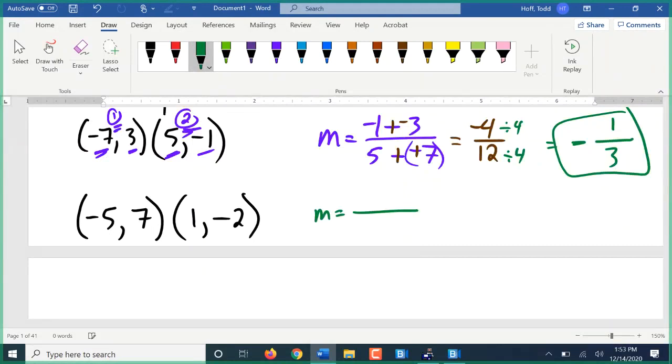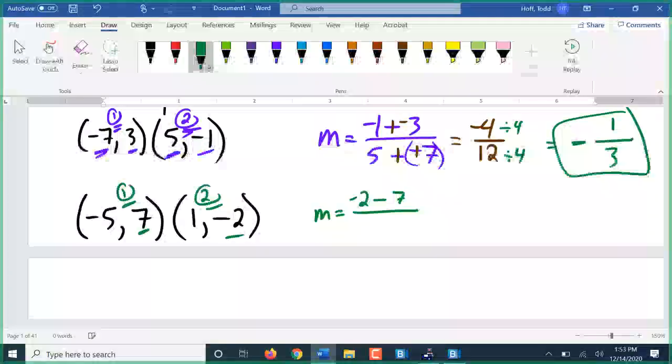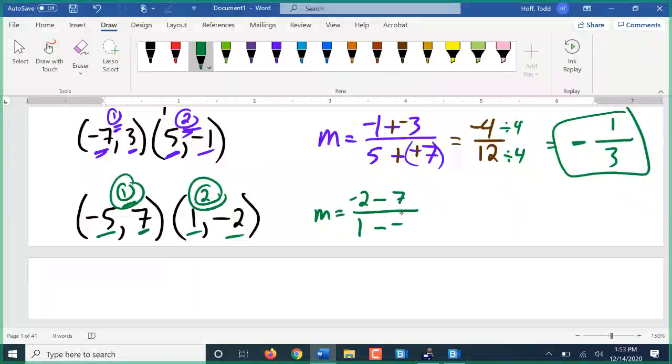So m equals, again, I'm going to label them points 1 and 2. y2 is point 2, the y-coordinate, so that'd be -2, minus y1, point 1, the y-coordinate, which is 7. x2 would be point 2, the x-coordinate, which is 1, minus x1, point 1, the x-coordinate, which is -5. So -2 minus 7, I'm going to think of that as -2 plus -7, is -9, over 1 minus -5, which I think of again as plus a positive, which is 6.